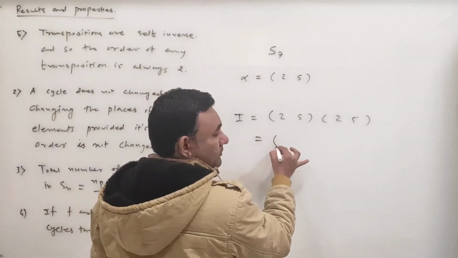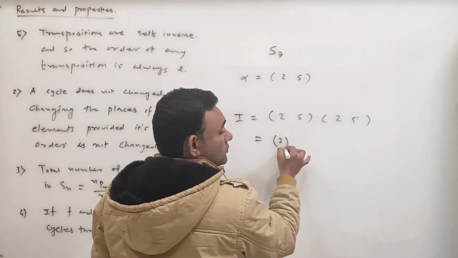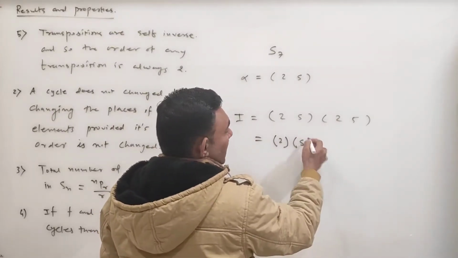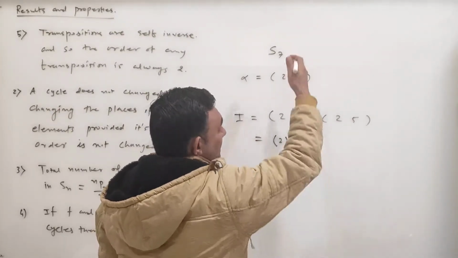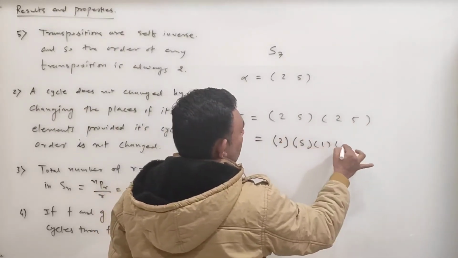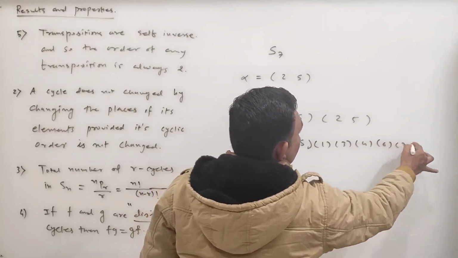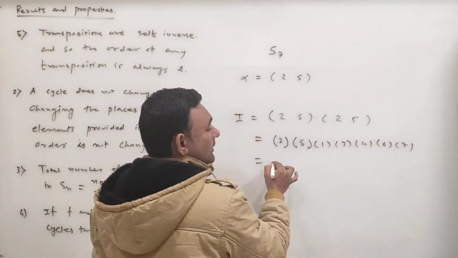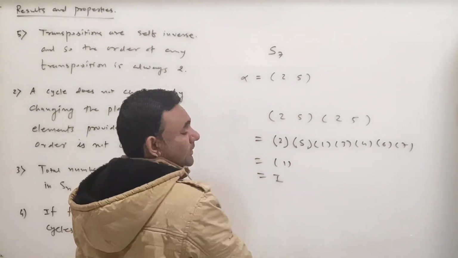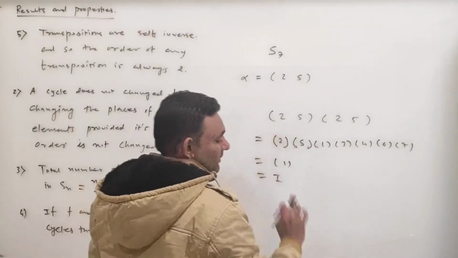You just compute it. You start with 2, 2 goes to 5, and here 5 goes to 2, stop. 5 goes to 2 and 2 goes to 5, stop. And the remaining objects in S7 are unchanged by these 2. So 1, 3, 4, 6 and 7 will be as it is, but all these are identities. So the product is identity. So identity can be written in this way.